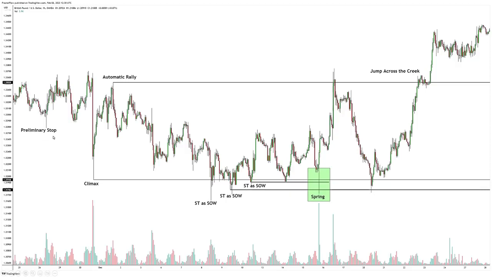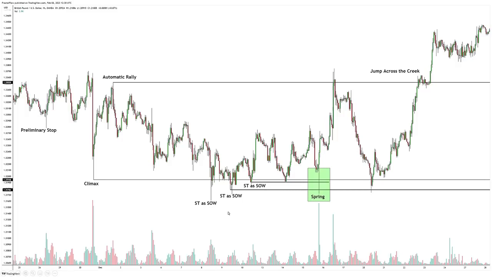Next, we have a climax event marked by a very wide range bearish candle and a spike in volume. The climax event is usually one of the easiest ones to spot due to the violence of the movement. The automatic rally and the climax form the upper and lower extremes of the accumulation structure respectively. From now on, the unconventional part of the accumulation structure begins. We have a series of secondary tests as sign of weakness, which could easily be mistaken by a spring event.